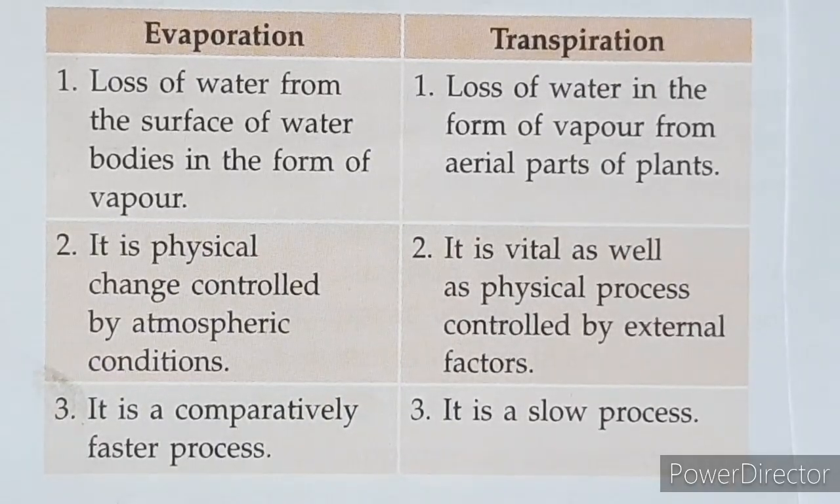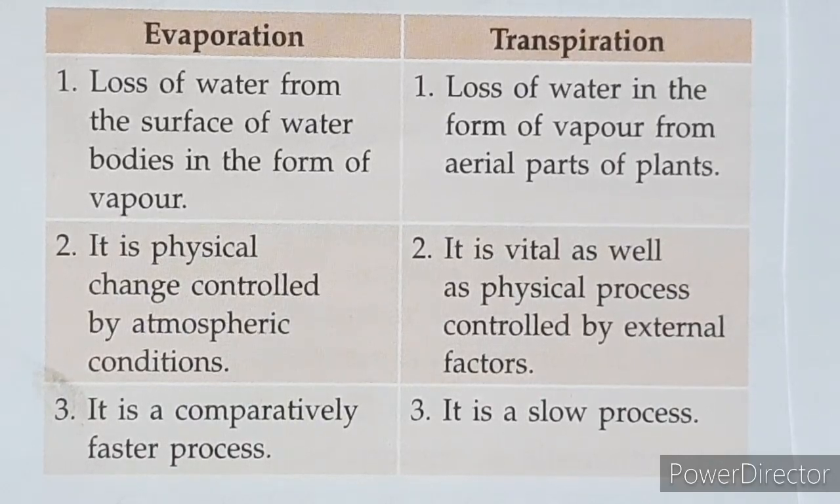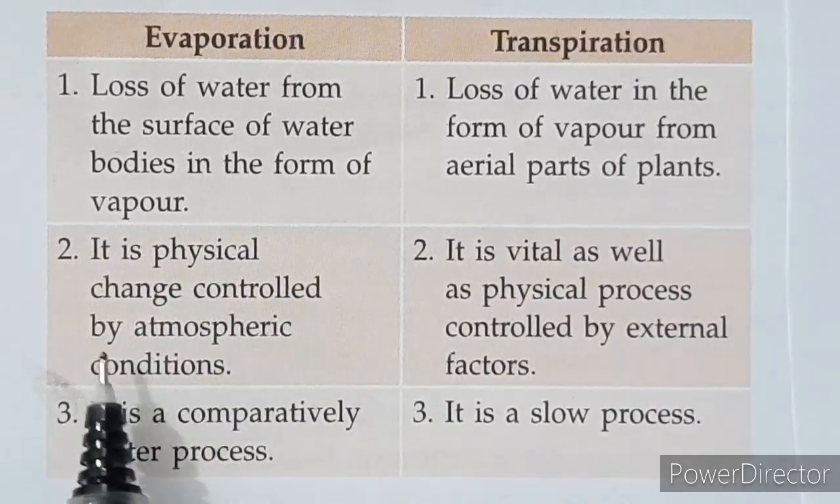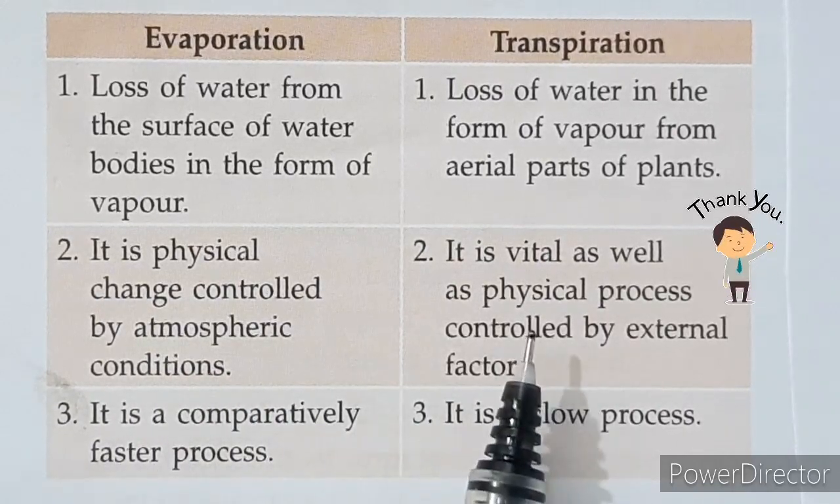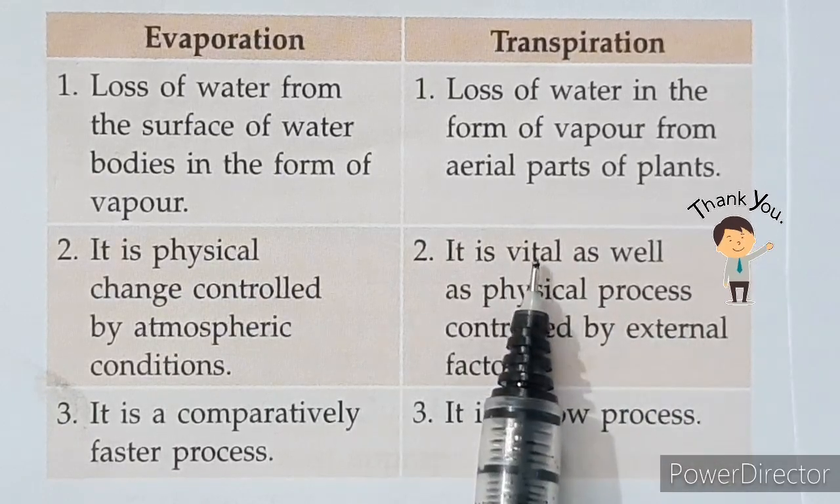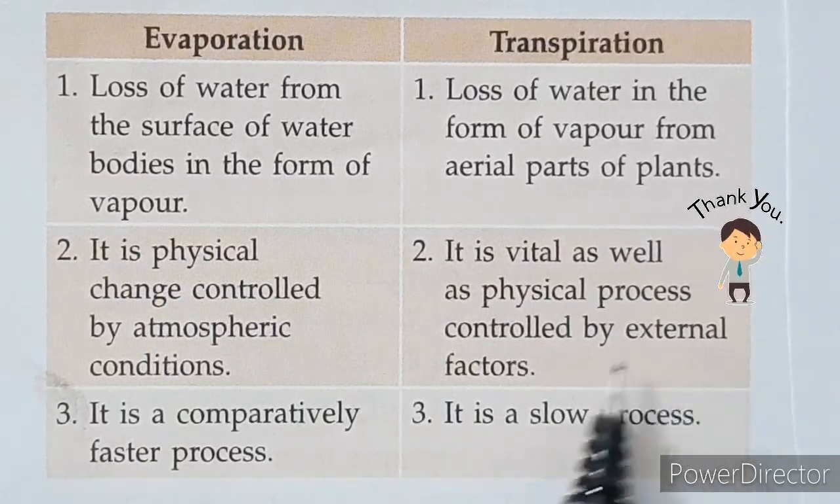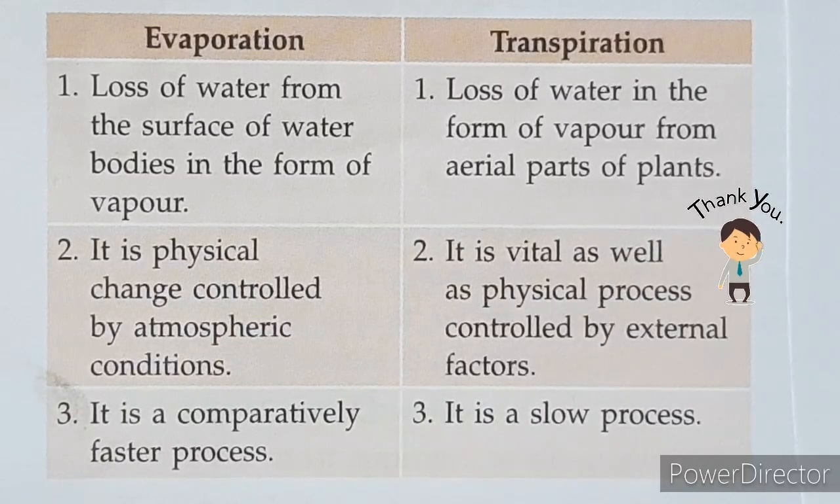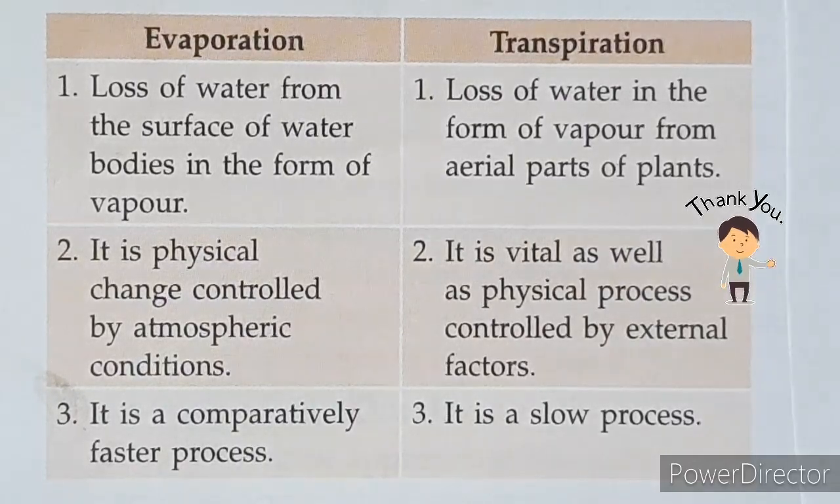Transpiration is loss of water from the aerial parts of plants. Plants are living organisms, and if water loss takes place from their general surface, it is called transpiration. Evaporation is a physical process which is controlled by atmospheric conditions. Transpiration is also a physical process, but it is a vital process. Just now we have understood that it is a necessary evil, and it is controlled by certain factors which are prevalent inside the body as well as outside the body of the plant. Evaporation is a comparatively faster process, and transpiration is a slow process. So these are certain differences that we know between evaporation and transpiration.